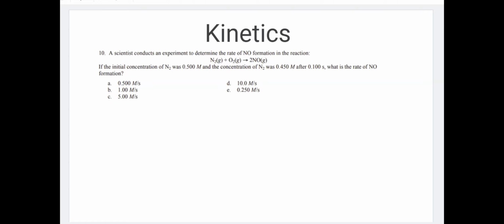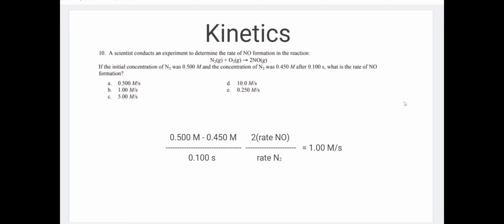So we're going to approach this problem similarly to the previous. We're going to take the initial concentration minus the final concentration over delta T, or the change in time. But this time, we're going to multiply by the ratio of the rates of appearance. So since the stoichiometric coefficient of NO is 2 and the coefficient of N2 is 1, we're going to multiply by 2, which is going to be the rate of appearance of NO, over just 1, which is the rate of N2. And so the rate of formation comes out to be 1 molar per second.